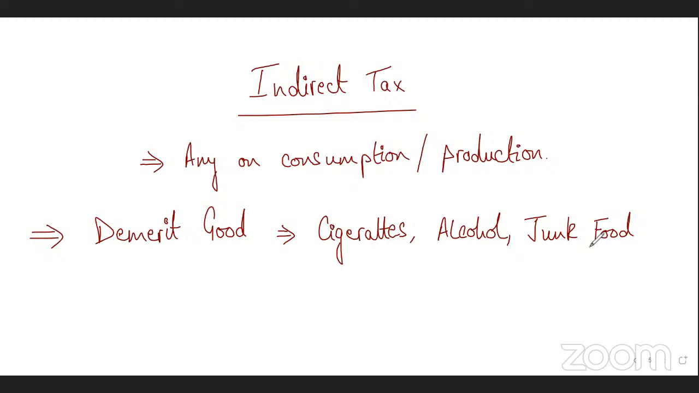Now, the irony, the unfortunate part, is that it's not only these demerit goods on which you find indirect taxes. In any country, you will see that indirect taxes are imposed on a couple of different things, even on basic items. When I go to a shop to buy toothpaste or a toothbrush, that's not a demerit good, but even then there is GST, general sales tax, on that product, right? Why does the government impose indirect taxes on those products? That's a story for another day.